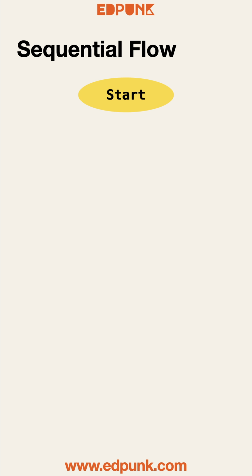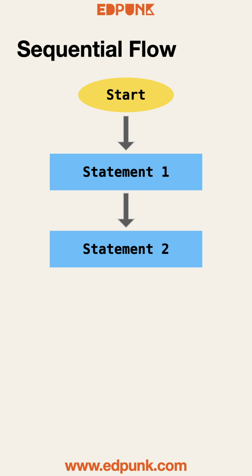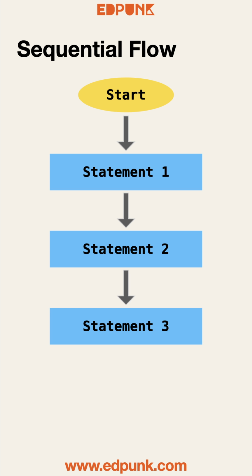The flow begins when the program is started or executed. Next, the first statement is executed, followed by the execution of the second statement, followed by the execution of the third statement, post which, as there are no more statements, the execution stops.